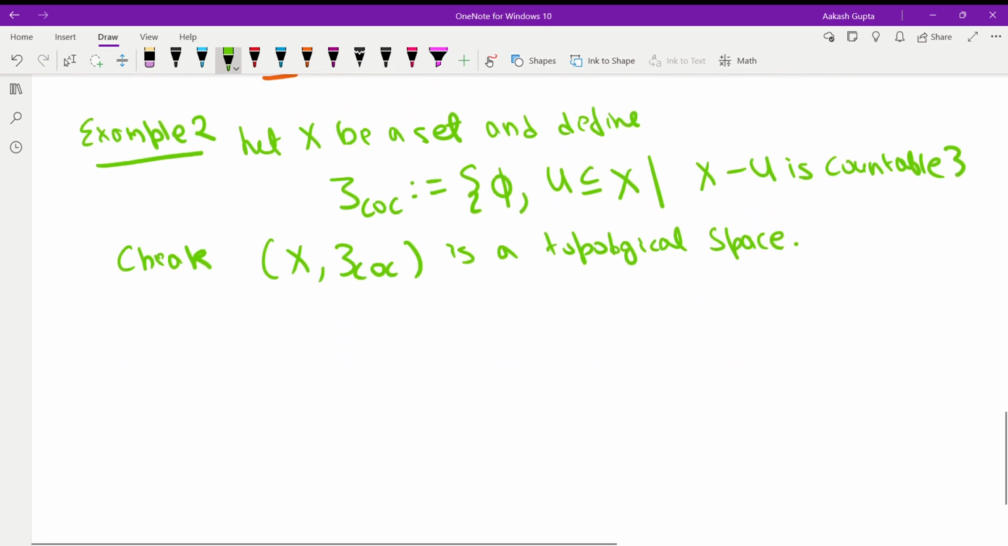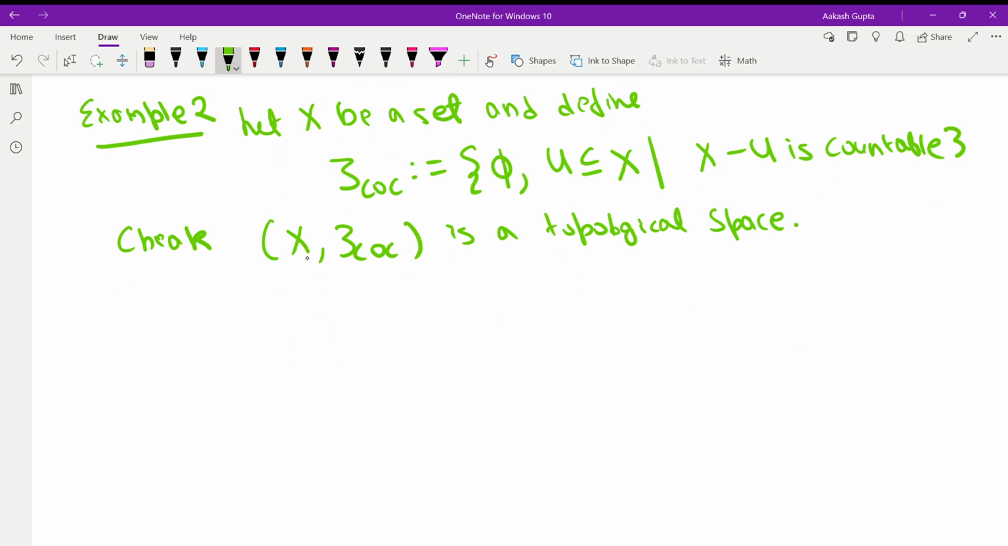I want to give you a simple example that I will also leave up to you guys to verify. But this example is also important. When we will be doing something called separation axioms, we will be using such examples.